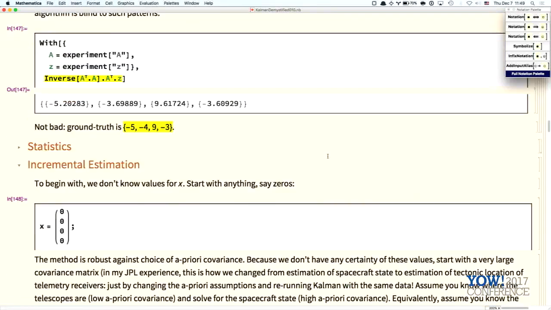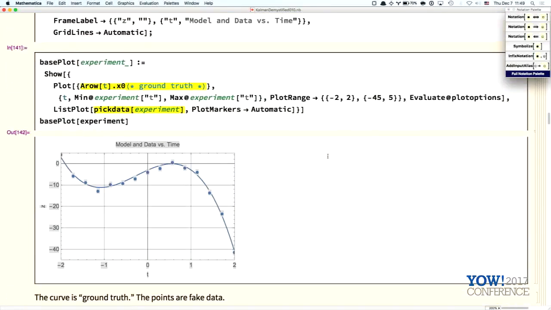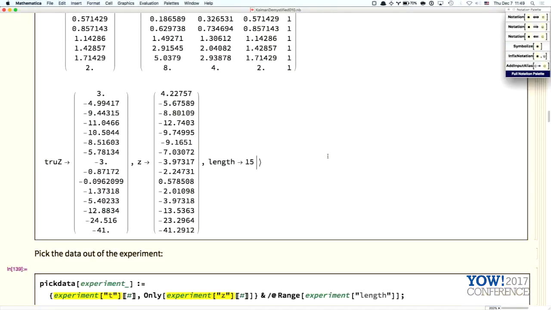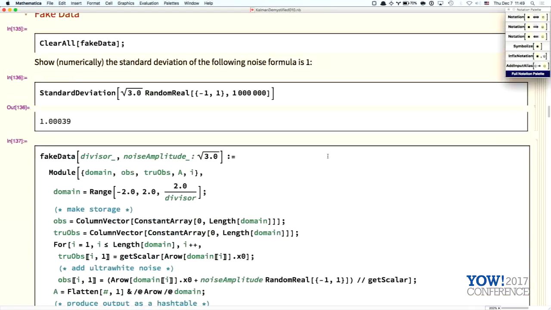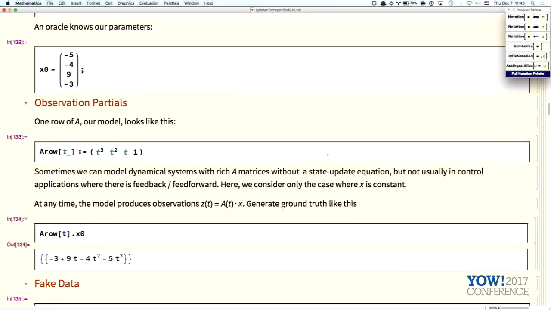Okay. The problem that I want to walk you through is the problem of estimating the parameters of a cubic polynomial. I'm going to get there. Here we go. This is my ground truth. These are the 4 coefficients of a cubic polynomial. I'm going to generate some noisy observations starting from this ground truth.